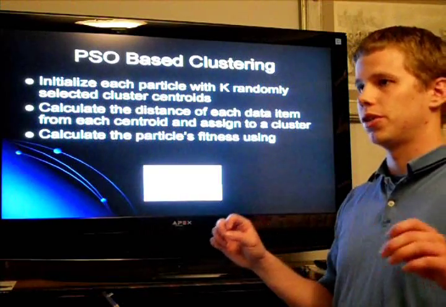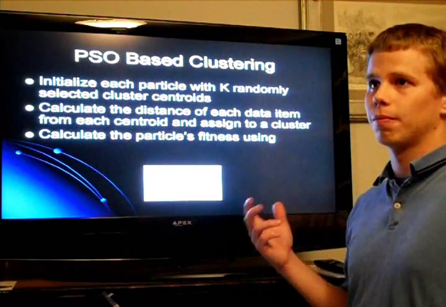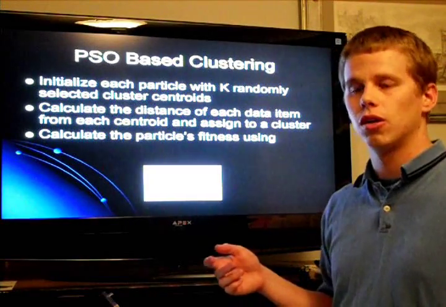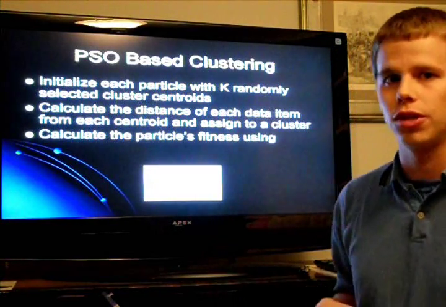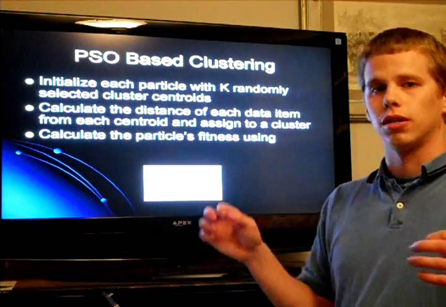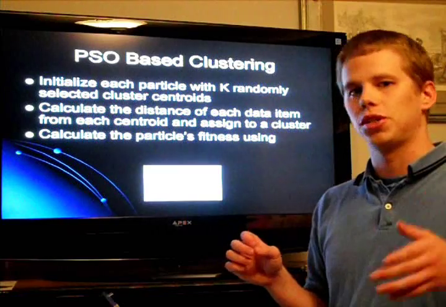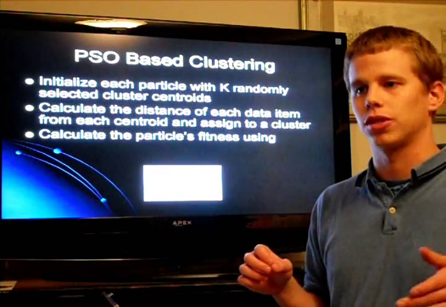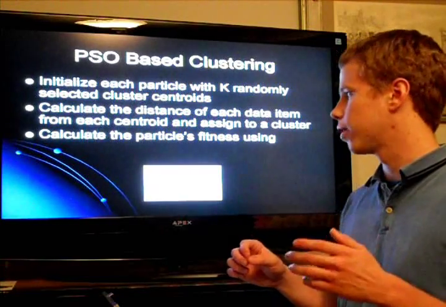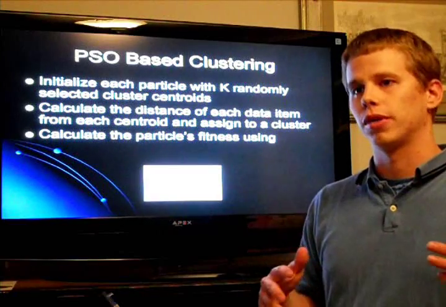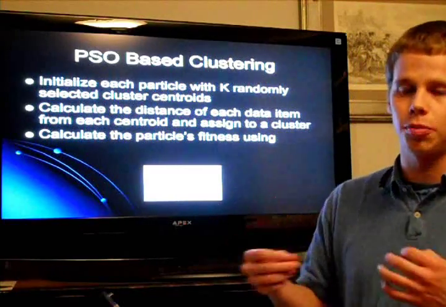Then I calculated the distance of each data item from each centroid and assigned it to a cluster. So you can use a couple of different distances. You can use the Euclidean distance or the Chebyshev distance. I personally use the Euclidean distance. So you judge each data point, and whichever cluster centroid it's closest to, that's the one you associate it with. So first you assign all your data points to each cluster centroid for each particle.